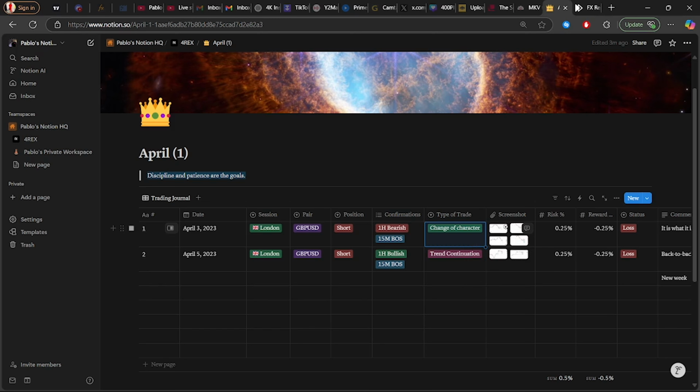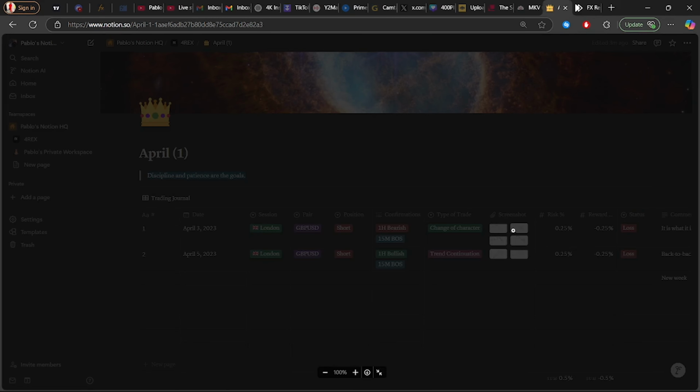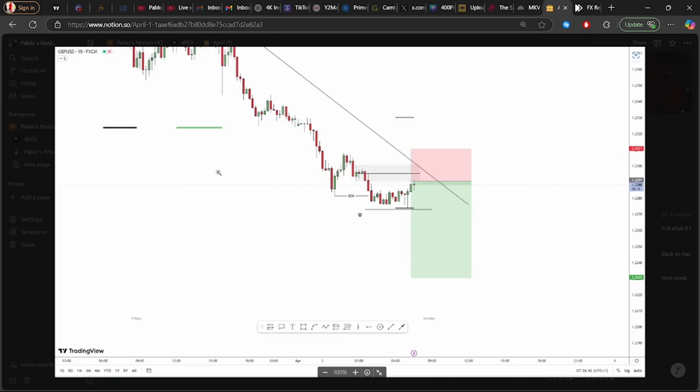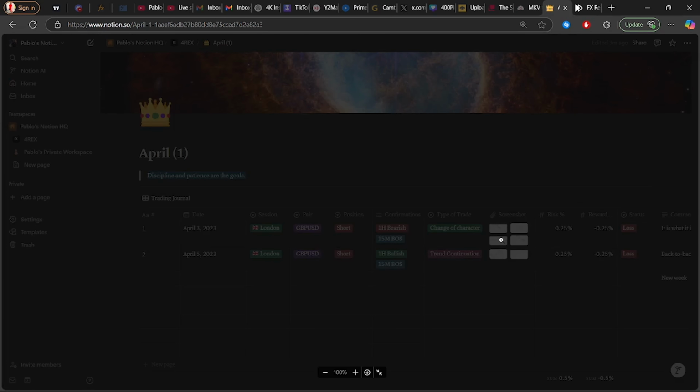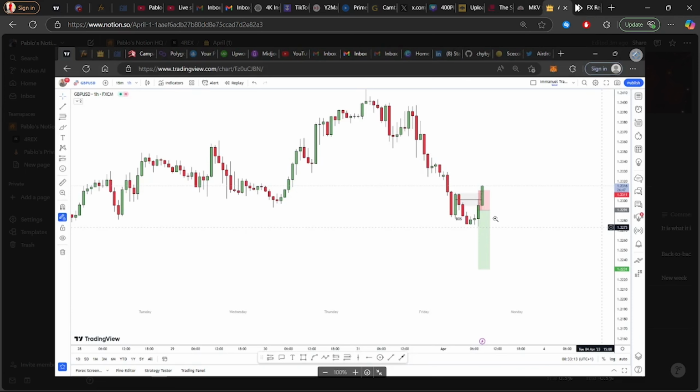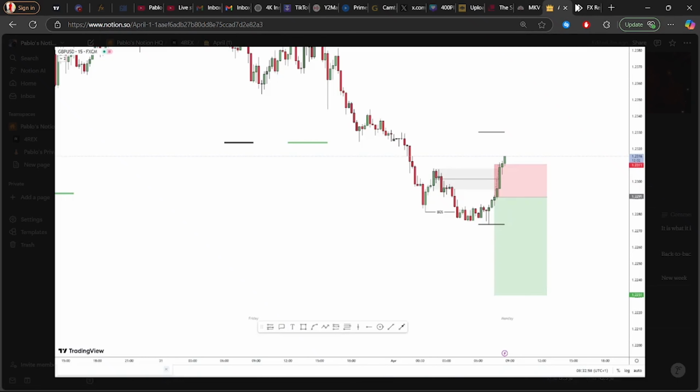Then this is a screenshot of the trade that I took in 2023. I'll put it before and put it after. This is the before, this is the after. I'll put the 1 hour and I'll put the 15 minutes. And this is the after in 1 hour. This is the after in 15 minutes. So it's very, very simple and very, very basic.